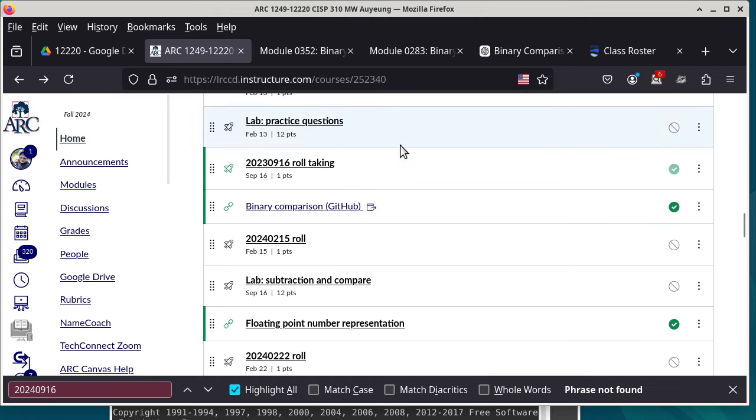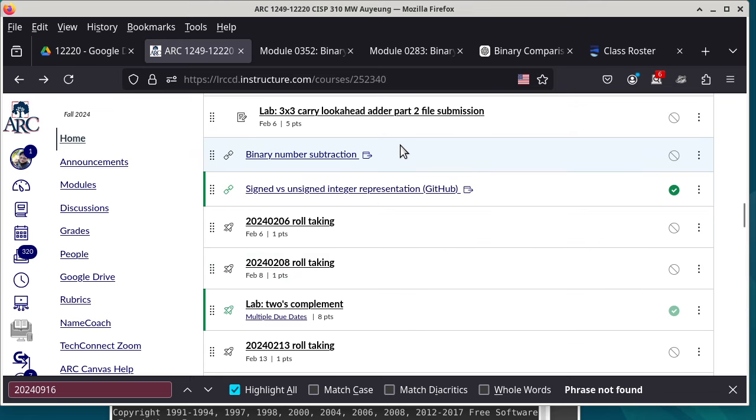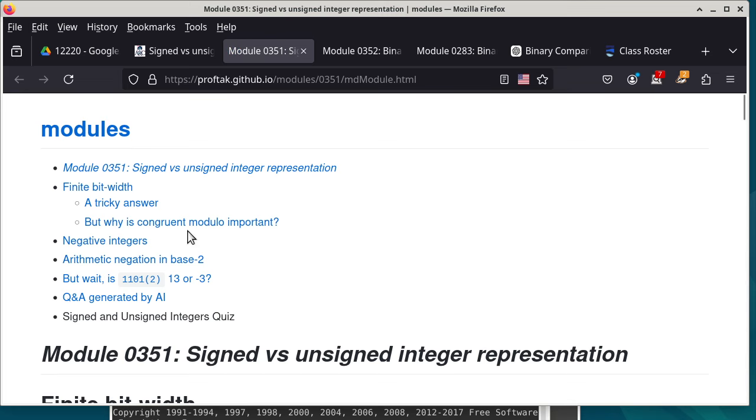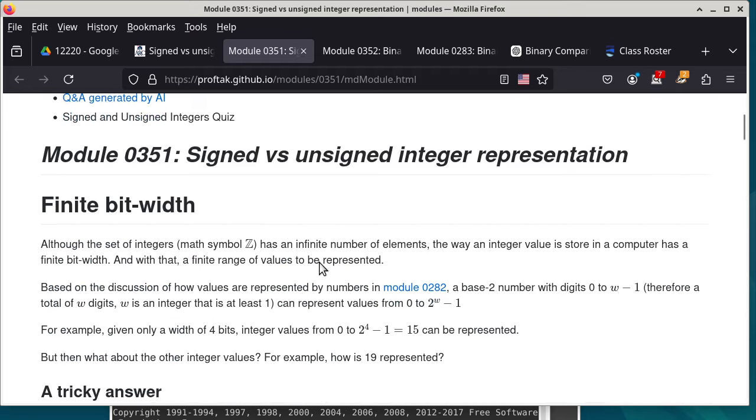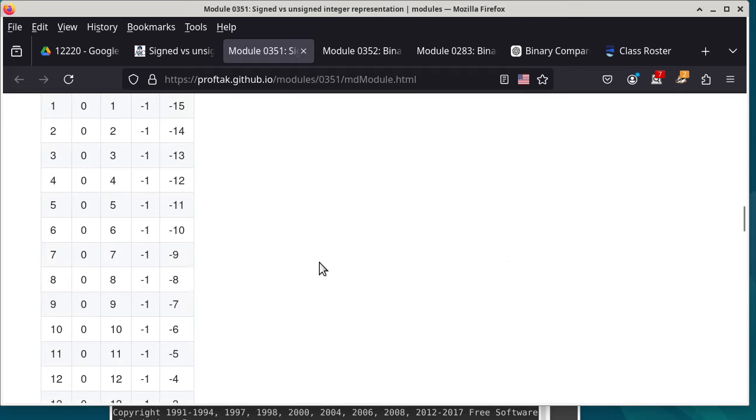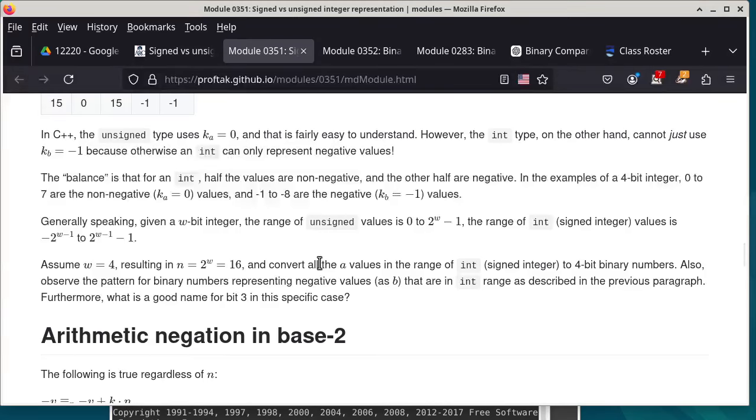So we are scrolling up to signed versus unsigned interpretation, which is on this module. There's one place that specifies the range of values that can be represented. Generally speaking, given a W-bit integer, the range of unsigned is from 0 to 2 to the power of W, minus 1. The range of signed is negative 2 to the power of W minus 1 to 2 to the power of W minus 1, the whole thing as an exponent, minus 1.